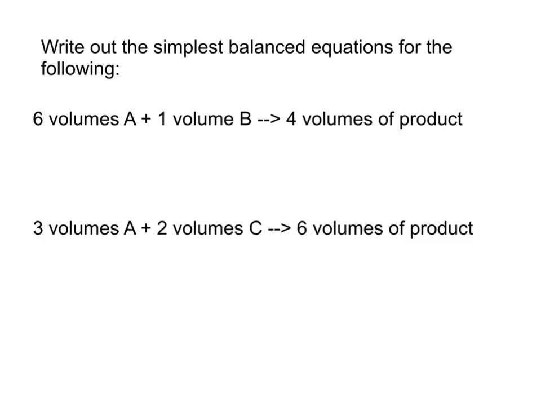So, write out the simplest balanced equations for the following. Remember that volumes can be used: if we have 6 volumes of A, that means we have 6 times as many atoms or molecules of A as we do B. And the 4 volumes of product means that there's going to be 4 molecules of product for every 6A plus 1B. So the way to solve these problems is to find the least common multiple of all the numbers involved. Well, 6, 1, and 4, of course, all go into 12.